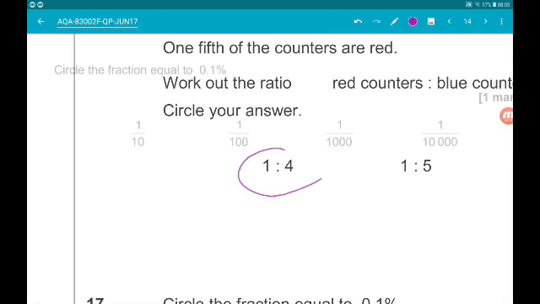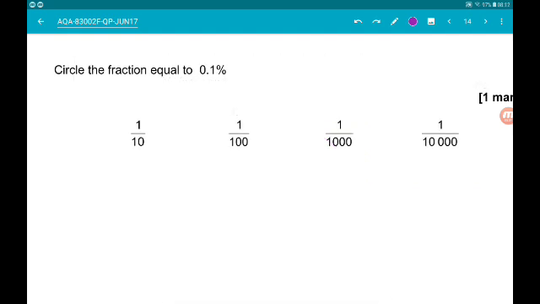Okay, question 17 wants us to circle the fraction equivalent to 0.1%. So you can do this on your calculator. Put in 0.1, shift left bracket, the 0% will come up, press equals, and you will get 1 over 1000.